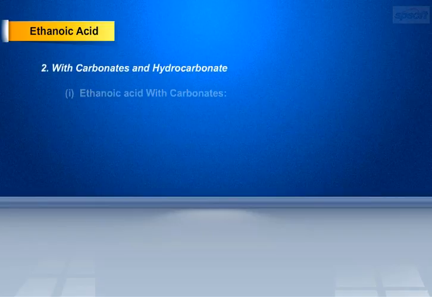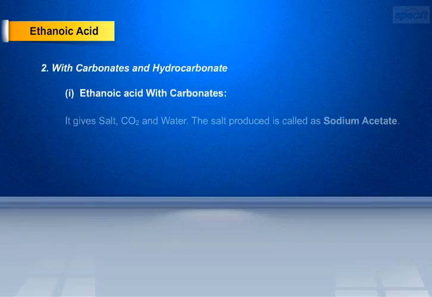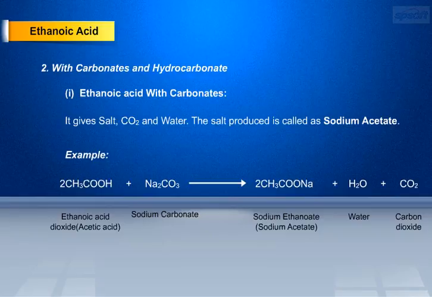Let us see the reaction of ethanoic acid with carbonates. Ethanoic acid reacts with carbonates. It gives salt, CO2, and water. In this reaction, the salt produced is called sodium acetate. For example, the chemical equation for the reaction is 2CH3COOH, that is, ethanoic acid, plus Na2CO3, that is, sodium carbonate, gives 2CH3COONa, that is, sodium ethanoate, plus H2O, that is, water, plus CO2, that is, carbon dioxide.